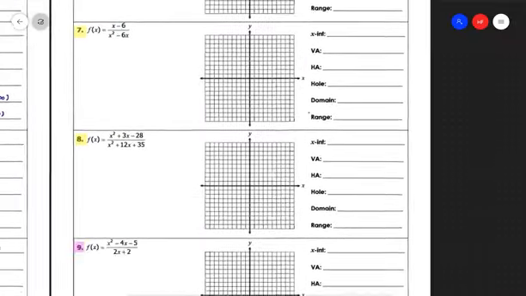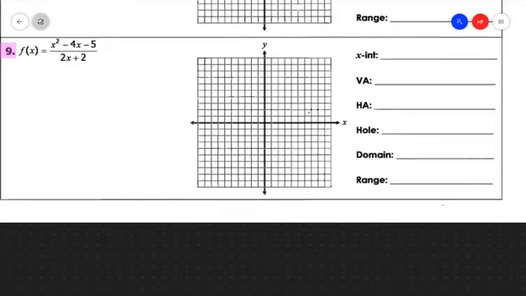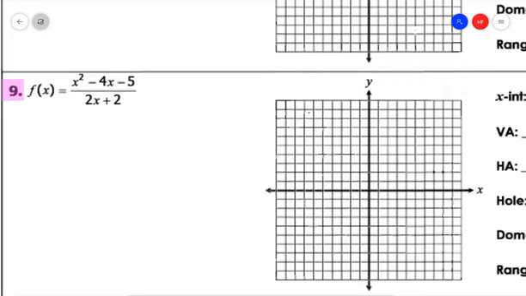And then the next one that we'll do is number 9. Number 9, we're going to factor the top and the bottom so we can simplify. So x squared minus 4x minus 5, we have x minus 5 and x plus 1. Denominator, we have a 2 in common, so we'll take it out. We've got x plus 1. X plus 1 is both on top and on bottom.